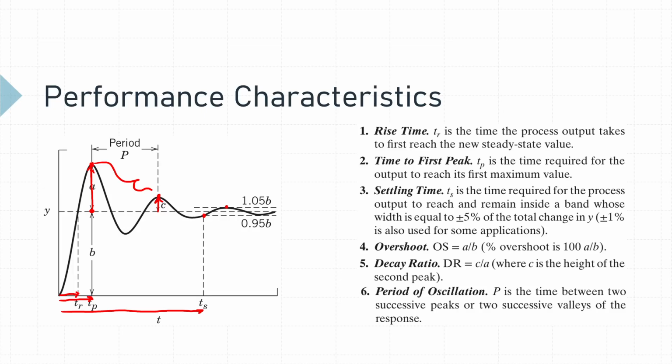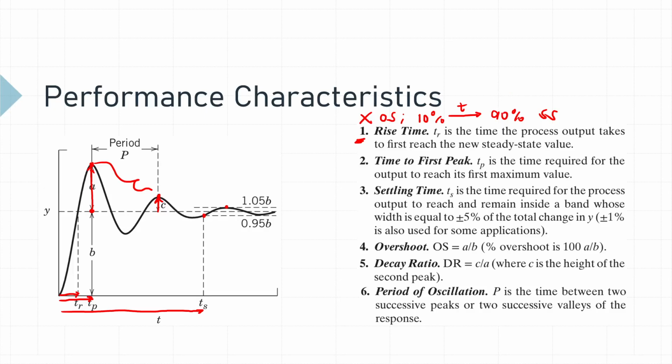So if the process does not exhibit overshoot, the rise time definition is modified. That's this one. The rise time is modified to be the time required to go from 10% to 90% of the steady state response.